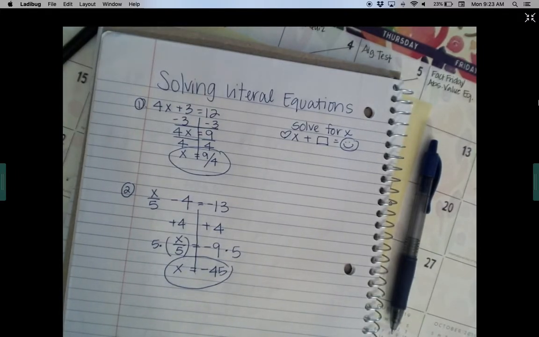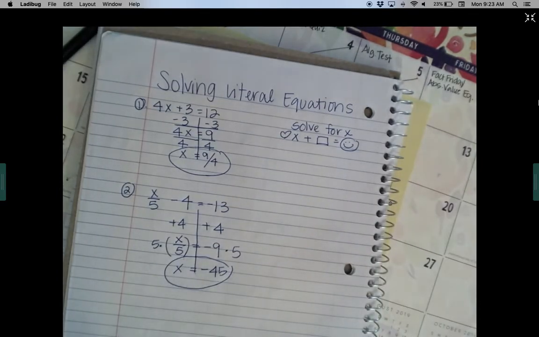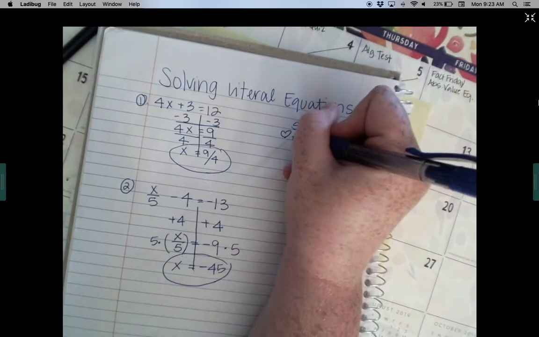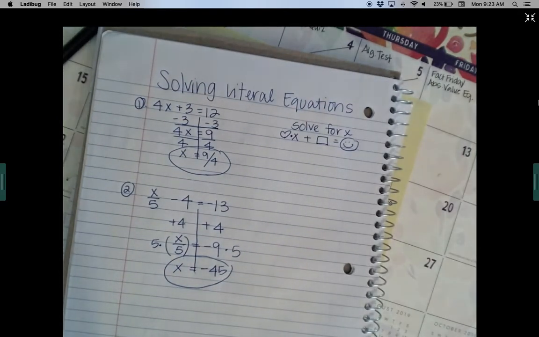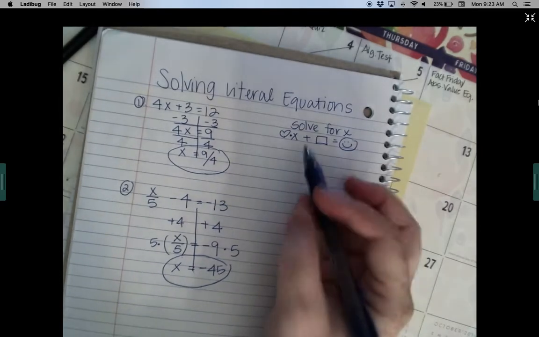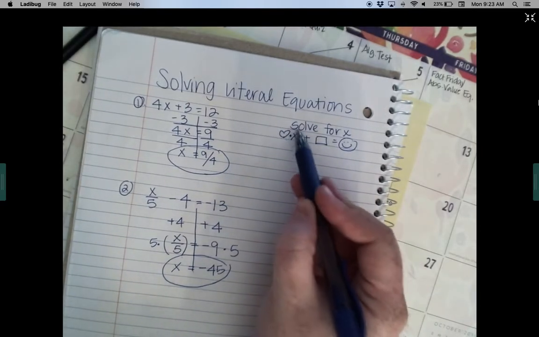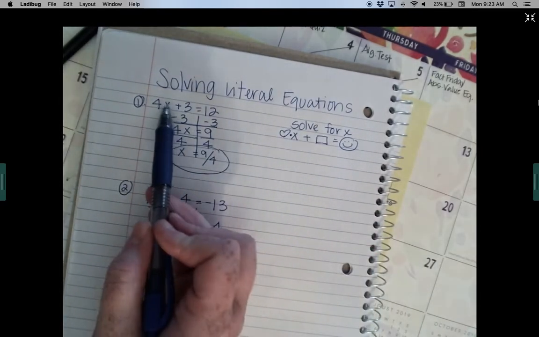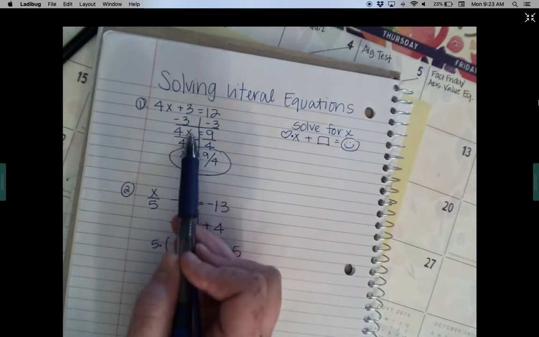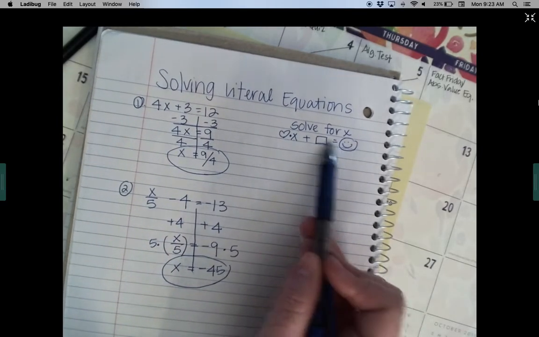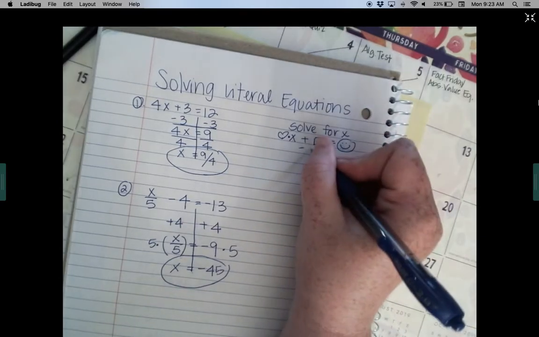Okay. All right, so we have heart times x plus square equals smiley face. I said heart times x because I know when I have two things smooshed together, it means multiplication. Okay, so I know I want to isolate the x. So I know I want to get this part by itself. So if I had said that over here, you would have subtracted a 3. So what should I do over here? Subtract the square. Okay.